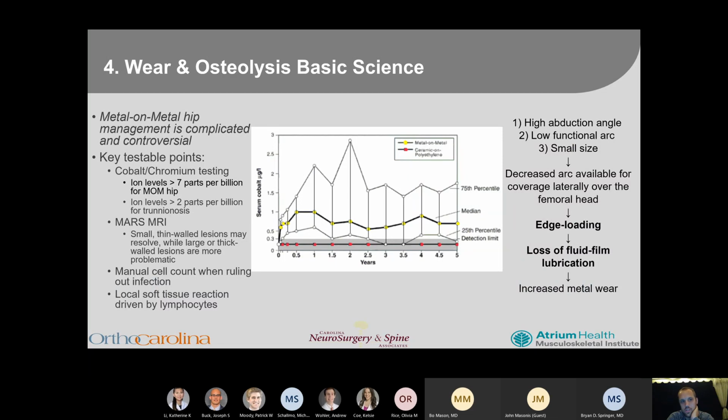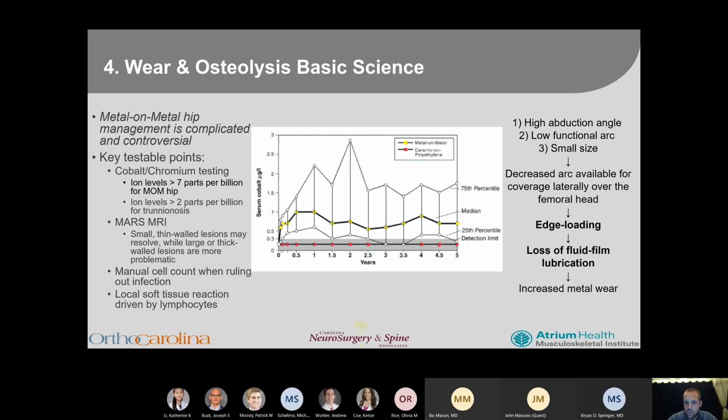For metal on metal hips, it's very controversial, and it's a challenging thing to test. But a few areas that they could test would be edge loading as a risk factor for the development of metal on metal debris wear. So if you have a high abduction angle, a low functional arc, or a small size, all of those are going to contribute to edge loading. And then you lose fluid film lubrication when you have edge loading of a metal on metal hip, and that is theorized to be one of the things that can lead to metal wear. So if you see anything about edge loading as a risk factor, that could be an option.